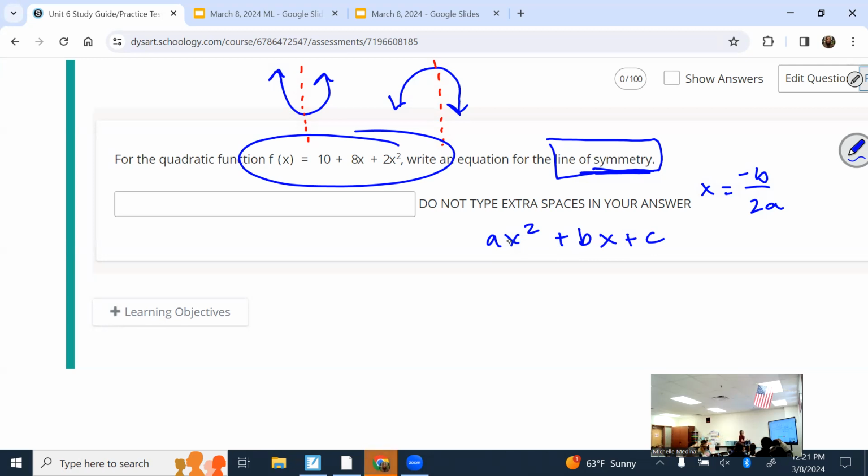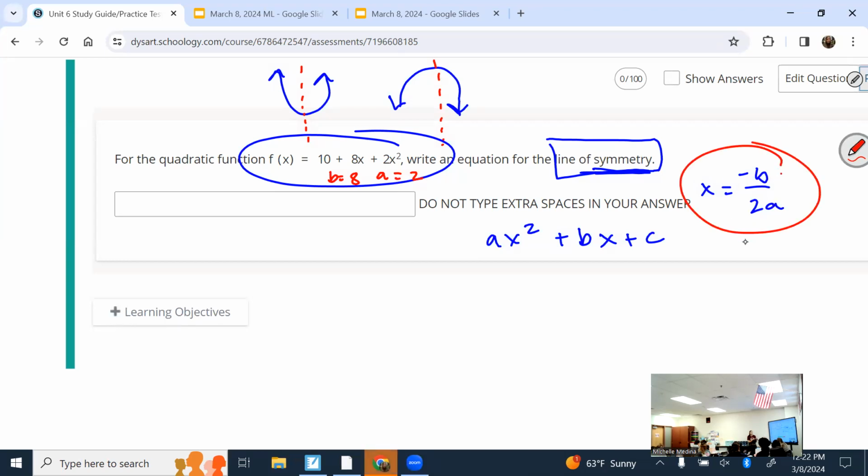But no matter what, A is always what's in front of the x squared. So what's in front of the x squared? In the equation that's given to us, what's in front of the x squared? So A is going to be 2. A is always in front of the x squared, even if they write it out of order. A is going to be 2 for when we plug it in. What's my b value going to be? Based on this equation, 8, good. It's always in front of the x to the first power. C is 10, but we don't need C for line of symmetry.